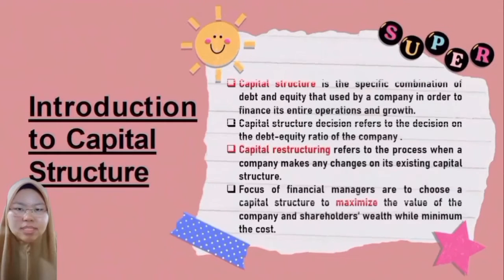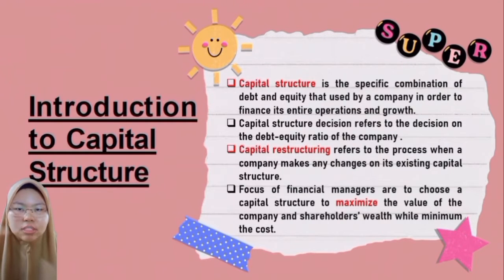As we can see from the slide, capital structure refers to the specific combination of debt and equity that has been used by a company to finance its entire operation and growth. The decision on the debt-equity ratio of the company is referred to as the capital structure decision. A company can change or reorganize its existing capital structure, and this process is called capital restructuring.